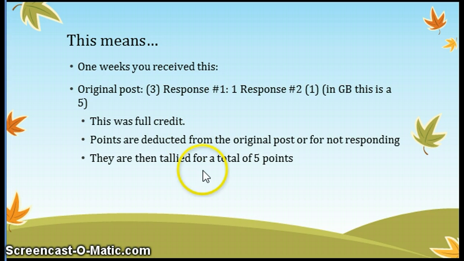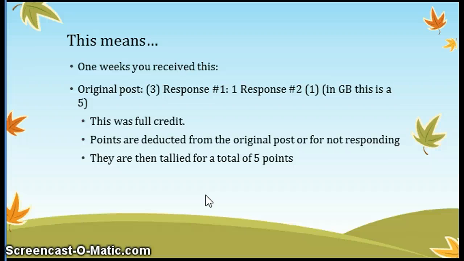Typically what I deduct the most points for is either your original response was not up to par, or you didn't respond to both students, both classmates that you needed to. So that's where people lose it. And then at the end, the computer tallies them all for a possible score of up to 5.